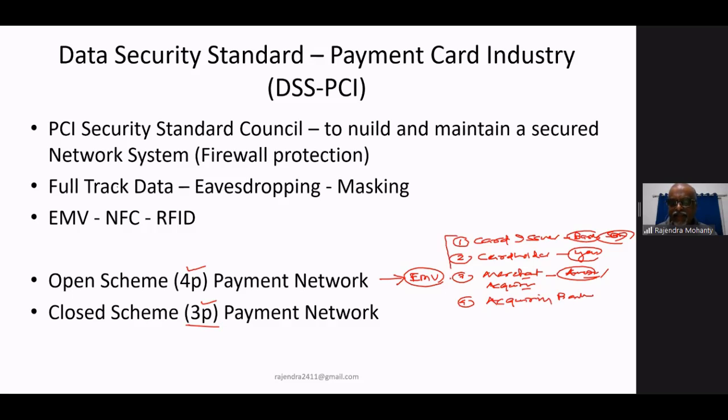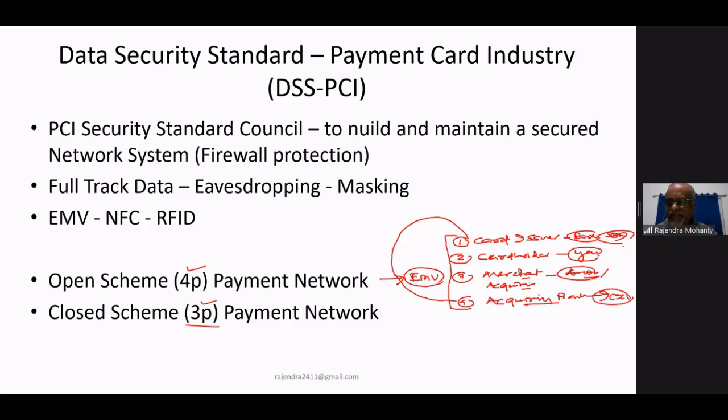So there are 4 parties involved. This is called an open scheme payment network, or 4P payment network. Closed scheme, as I told you, is whenever the card issuer and the acquiring bank are the same, in that case the network is called a closed scheme payment network. Instead of 4 parties, there will be 3 parties. In the first case, 4 parties are there: SBI, you, Amazon and say ICICI Bank.